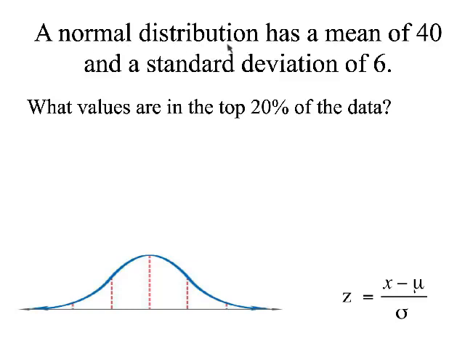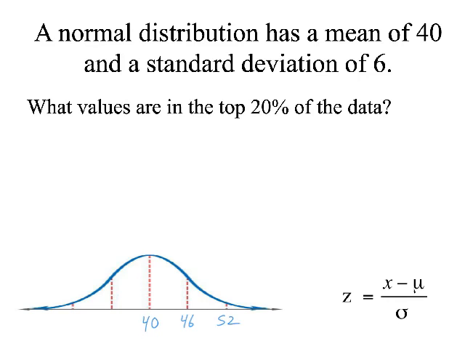A normal distribution has a mean of 40 and a standard deviation of 6. What values are in the top 20% of the data? So let's first draw this out using 40 as the middle and steps of 6. That will help us build this off. So 40 is in the middle, and we're taking steps of 6. That would be something like that.